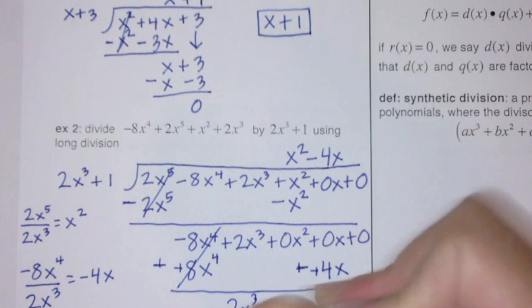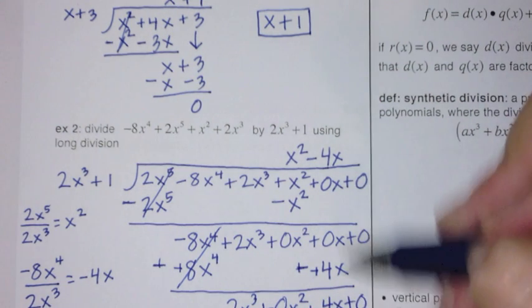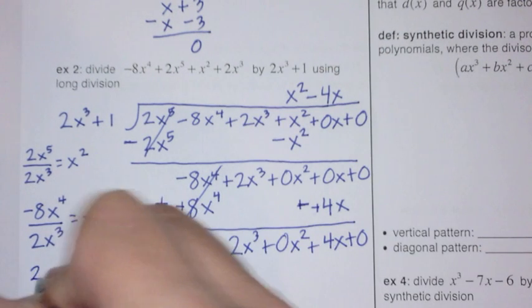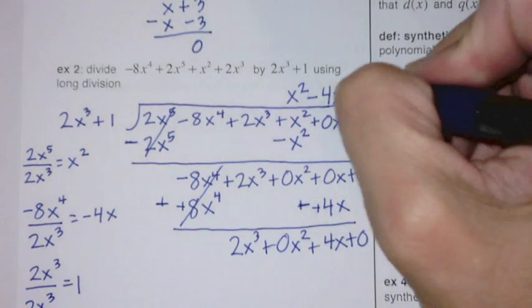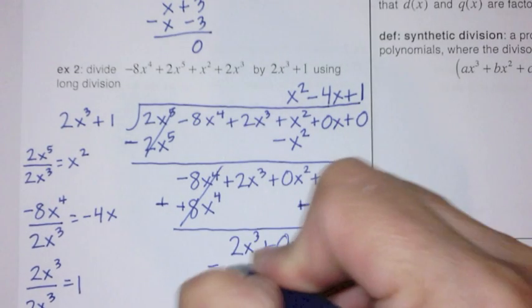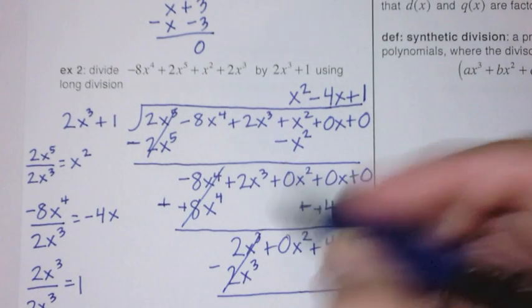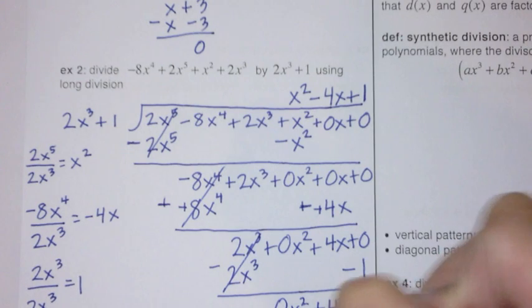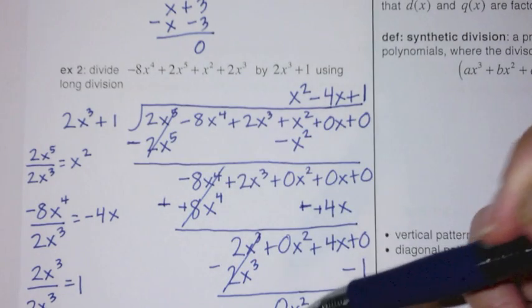So when I start to bring this stuff down, this is where I'm at. Again, you can see why it would be important to have the 0 placeholder. The next one, I'm going to do 2x cubed times what is 2x cubed. You could probably do that in your head. You just need it to be 1, but to be consistent, I'm going to put it right there. So plus 1, so minus 2x cubed, and then minus 1. So these cancel, and I'm left with 0x squared plus 4x minus 1. And the question is 2x cubed times what is 0x squared?